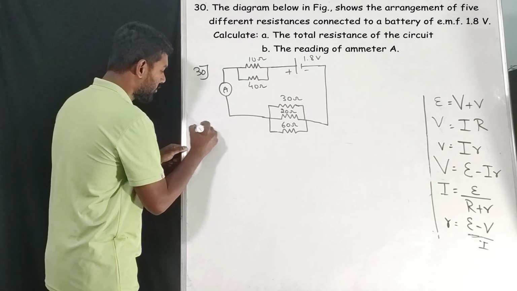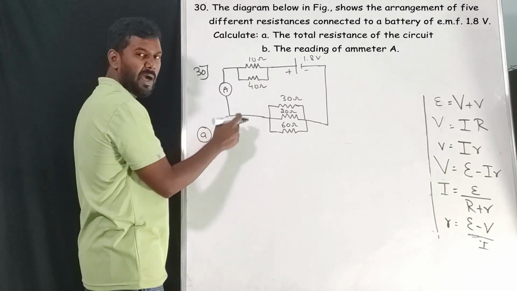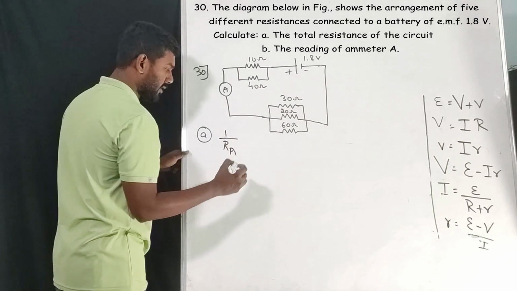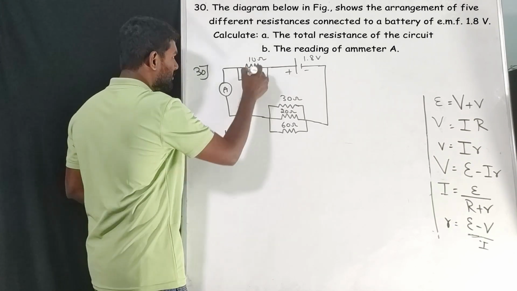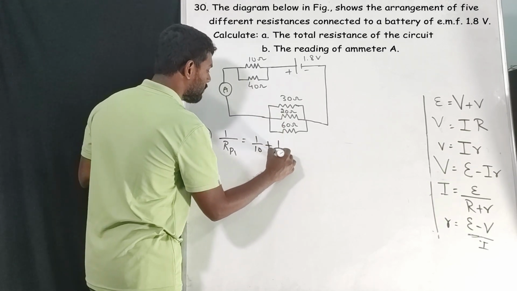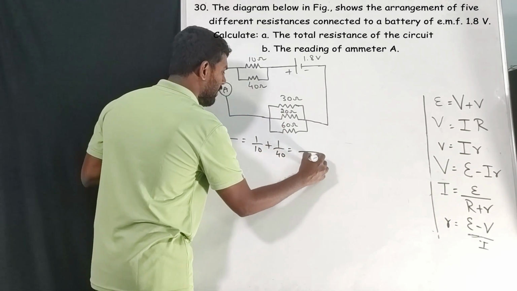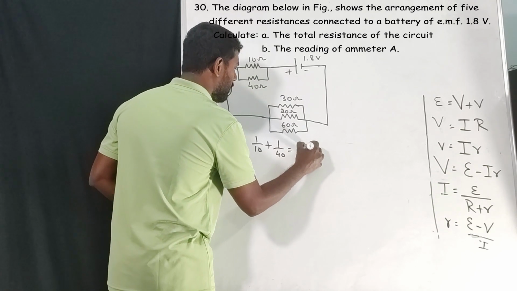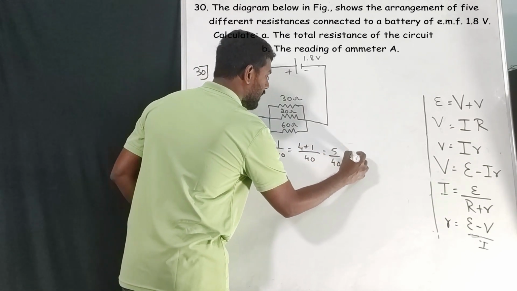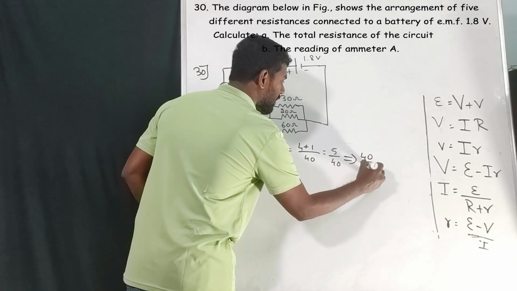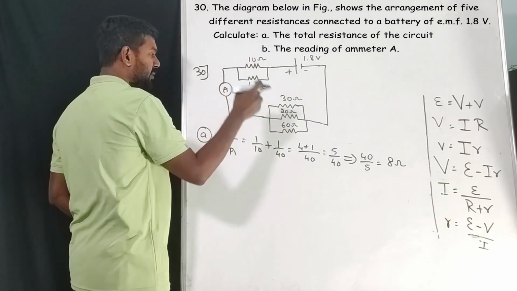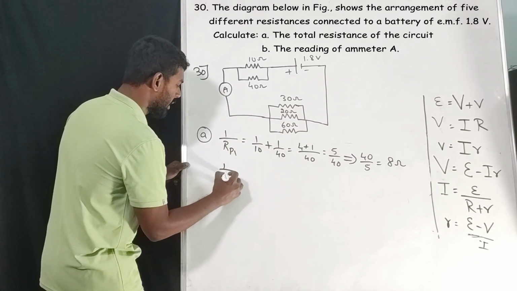Okay. First we'll go for this one. See, there are two parallel connections, correct? So we'll take 1/RP1. First we'll solve these two, 1/10 plus 1/40. The LCM will be 40 only. So this will be 4 plus 1, 5/40. So we have to take the reciprocal, that will be 40/5. The answer will be 8 ohm. So the value of this one will be 8 ohm.